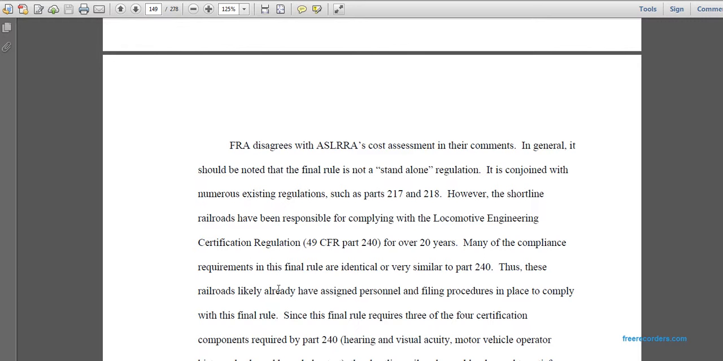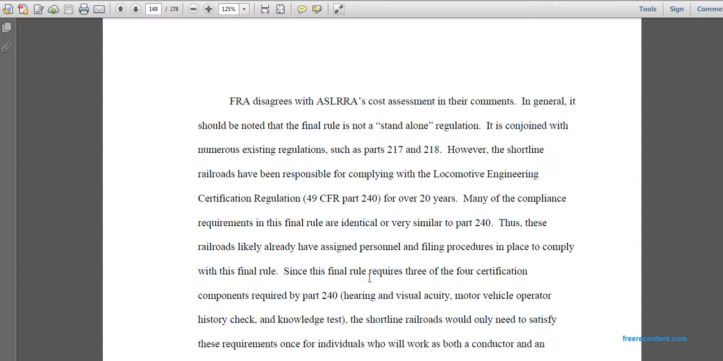not a standalone regulation. It is conjoined with numerous existing regulations, see Parts 217 and 218. However, short line railroads have been responsible for complying with the Locomotive Engineer Certification Regulations, 49 CFR Part 240, for over 20 years. Moreover, the compliance requirements of the final rule are identical or very similar to Part 240. Thus, these railroads likely already have assigned personnel and procedures in place to comply with this final rule.